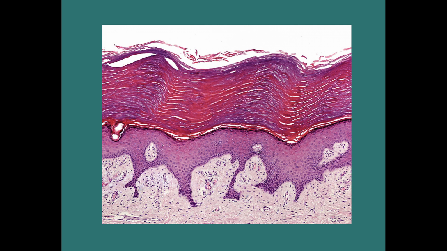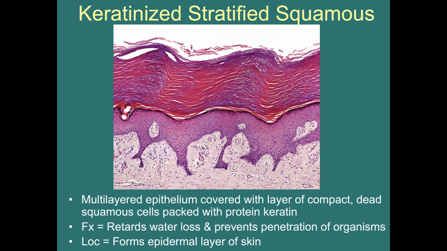So we find this in the epidermis, and again, when we talk about our integumentary system, you're going to learn about all the different layers that make up this image that you're seeing right now. This is our keratinized, stratified squamous epithelial tissue.